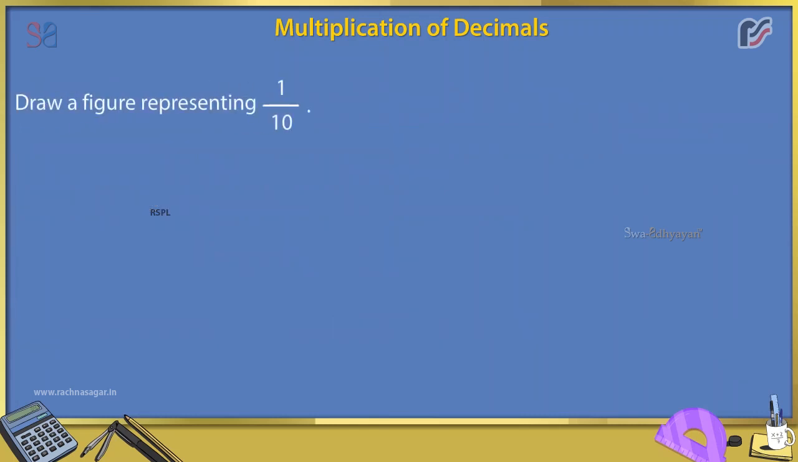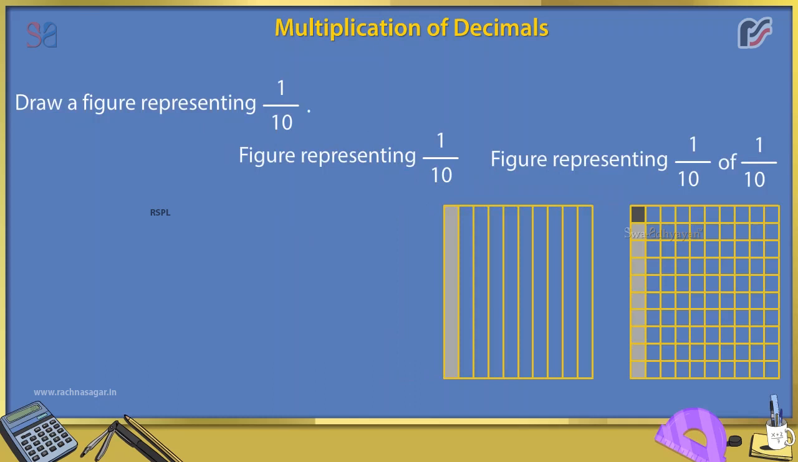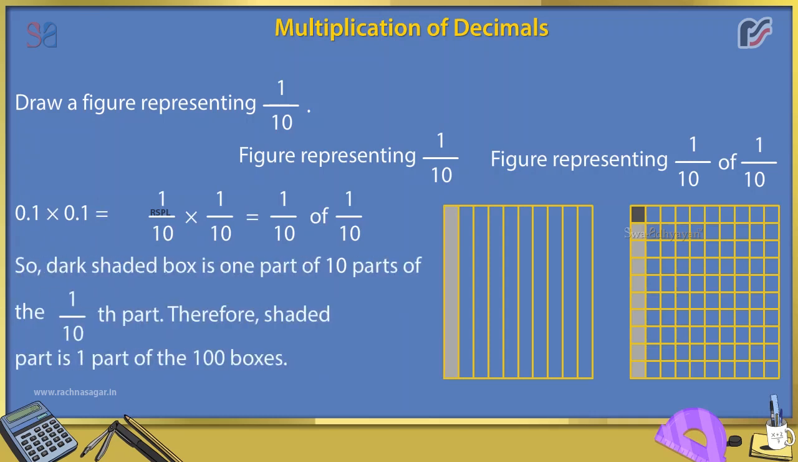Draw a figure representing 1 by 10. Figure representing 1 by 10 of 1 by 10. 0.1 into 0.1 is equal to 1 by 10 into 1 by 10, which is equal to 1 by 10 of 1 by 10. So, the dark shaded box is one part of 10 parts of the 1 by 10th part. Therefore, the shaded part is one part of the 100 boxes. Therefore, 0.1 into 0.1 is equal to 0.01.